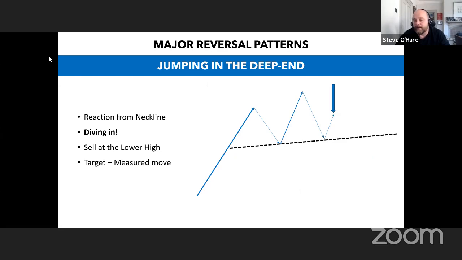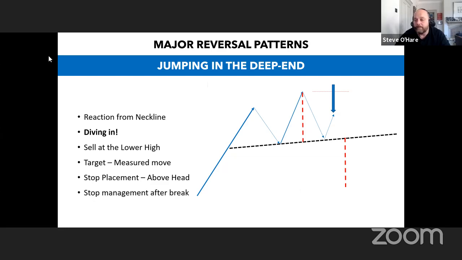Now, the good thing about the head and shoulders formation is it actually does tell you where the good chances are of the measured move target appearing. So when the formation does take place, we can know where the stop placement initially is if we're jumping in at the deep end. That'll be a break of the head. That'll mean the formation hasn't taken place. But we'll take the measurement from the top of the head to the neckline and we extend it down from where that break takes place.